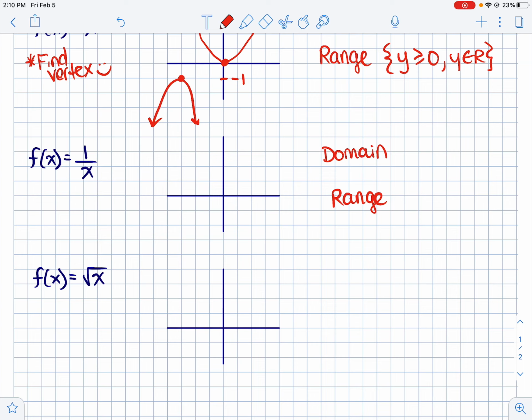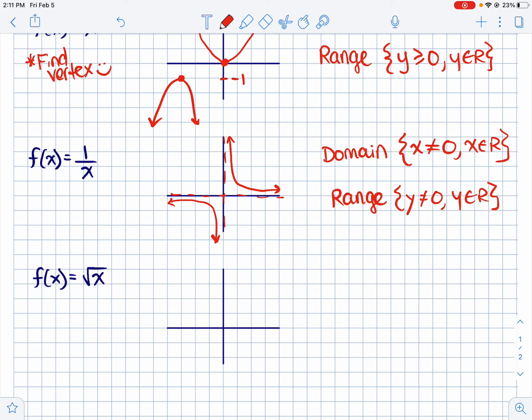So just that guy, I know, is going to look like this. And I know it's going to have an asymptote on each axis. So if I wanted to say the domain, I would say that x cannot be equal to 0, but it's a real number. And then I would say range can't be equal to 0, but it is a real number still. And then just based on how the equation changes, you need to find your asymptotes.